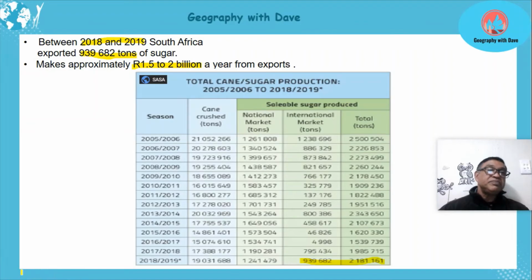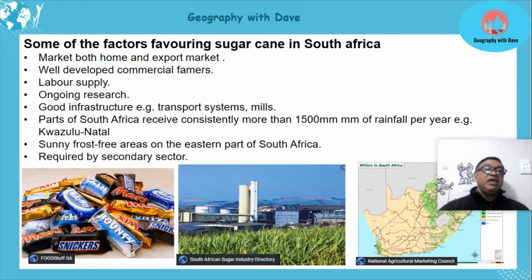Let's go on. Yes, some factors favoring, and again, it's a lot of the same factors. It showed you the amount of money. It's used at home and for the export market. A well-developed commercial farming sector. You saw those 1,100 some odd farmers compared to 20,000. They produce 90% of the sugar. It needs labor supply, as again I said, directly on the farms and in the secondary activity where you're making those lovely chocolates. You understand? They get manufactured.